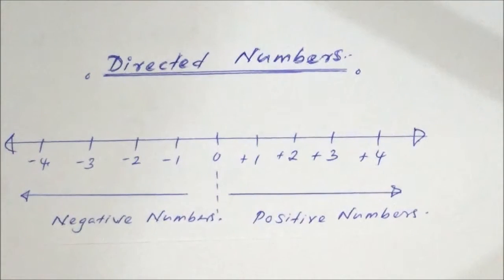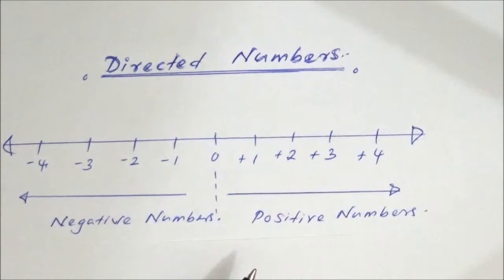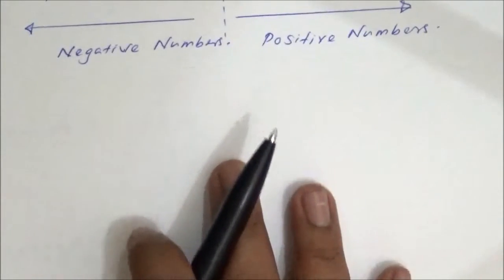Right, now in your lesson there's a special thing I want to explain: how to add these negative and positive figures. Before that I want to tell you something. To add two directed numbers with the same sign, I can show you one of the examples here.